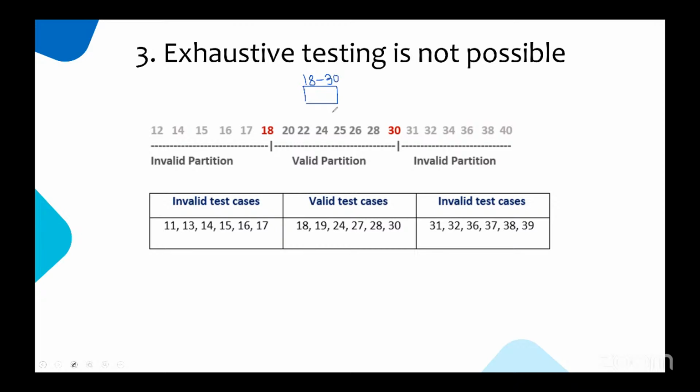Positive scenario, let's assume that you don't know anything, you want to test this. How many numbers will you give? 18, 19, 20, 21 till 30. After that, negative scenario, will you give 31 till 100, because you never know how the end user is going to enter. Same way below 18, 0 to 18.